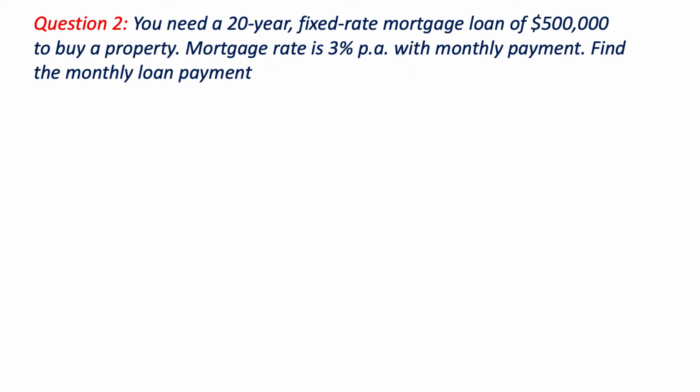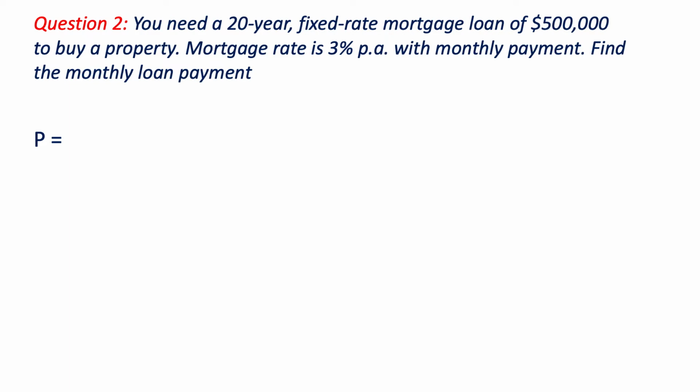Question 2 is an annuity question. You need a 20-year fixed-rate mortgage loan of $500,000 to buy a property. Mortgage rate is 3% per annum with monthly payment. Find the monthly loan payment. Again, we'll start with the equation that equates the loan principal with the PV of loan payments. So in the left-hand side, we will have loan principal. And then in the right-hand side, we need to determine the specific expression for the PV of loan payments.